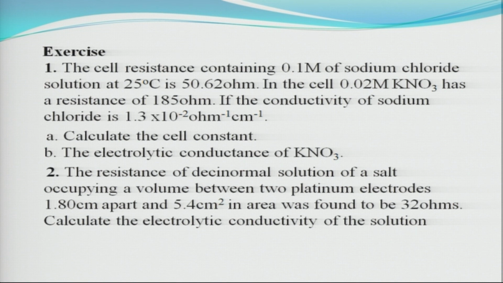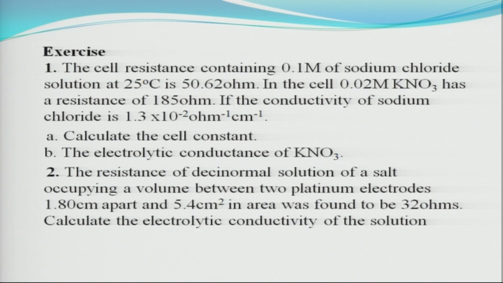So you can do the same thing because they have given the data about sodium chloride. Then using the resistance after getting the cell constant, because they are using the same cell. If they are using the same cell, it means that the cell constant will remain the same. So you calculate again cell constant times 1 over R.